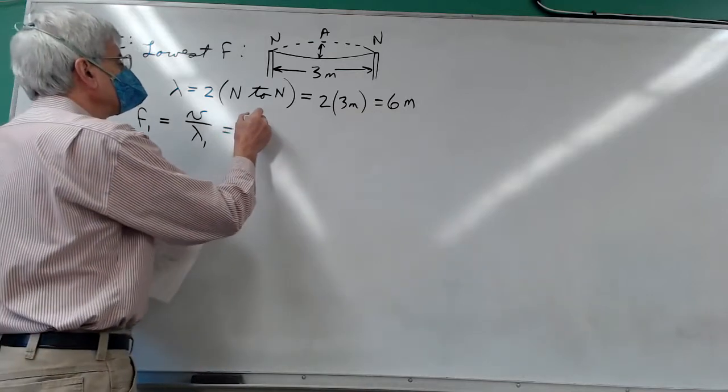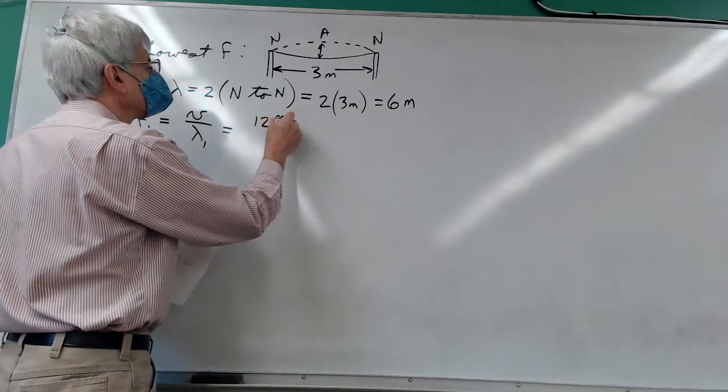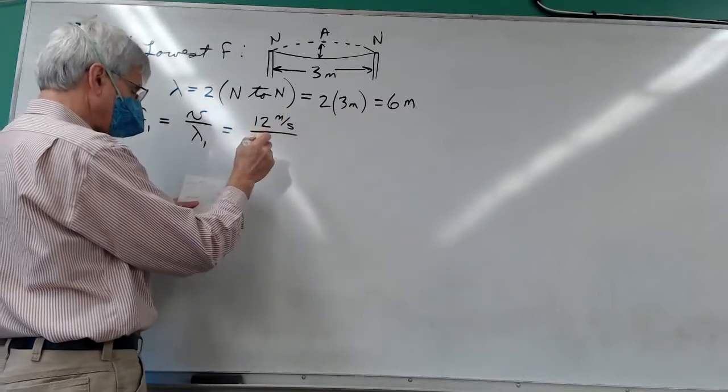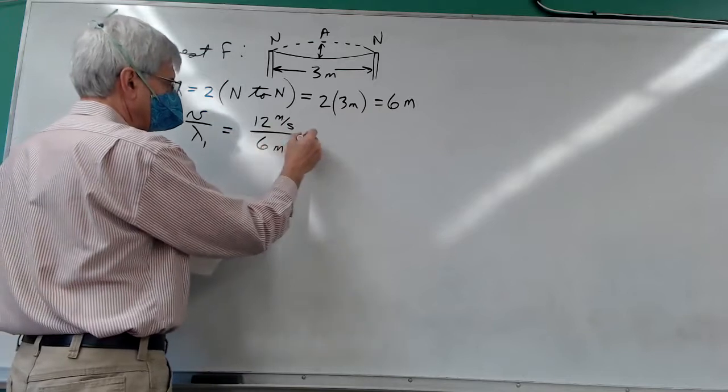We're told in the question that the speed is 12 meters per second. You divide that by the 6 meters.